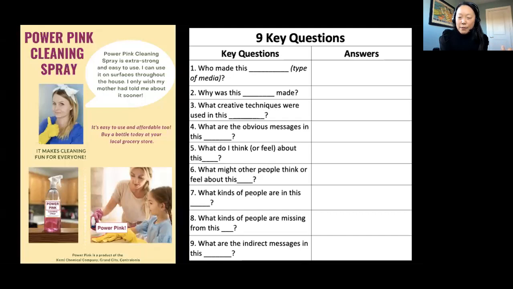You might think, okay, they tried to create a snappy name like Power Pink and then used a bright pink color. The description is presented in a speech bubble, something a woman in the ad thinks or says: Power Pink cleaning spray is extra strong and easy to use. I can use it on surfaces throughout the house. I only wish my mother had told me about it sooner. Wow.